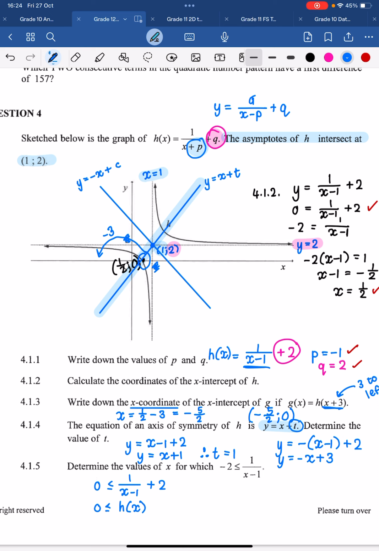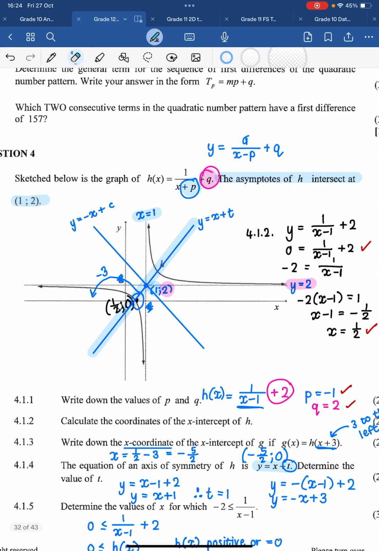So what does this mean? h must be greater than 0. Remember, if you're looking at h, you're reading it in that direction. So h must be greater than 0. So h of x, if something is greater than 0, it's positive or equal to 0. That's what I'm looking for.